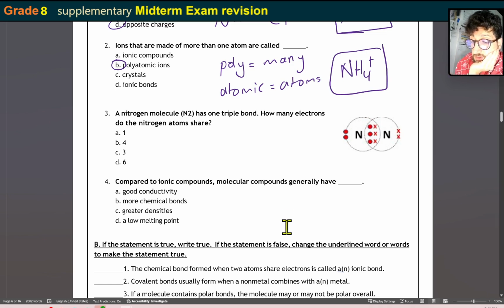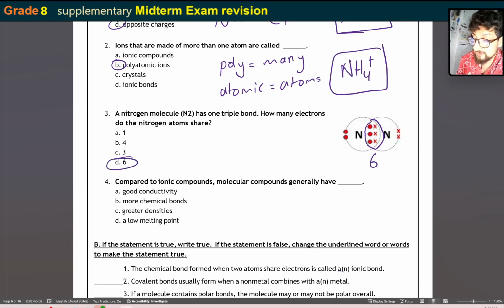A nitrogen molecule, N2, has one triple bond. How many electrons do the nitrogen atoms share? Well, they share 6. Okay. There they are. They share 6. But hopefully they don't mean each. Because if they mean each, then it's 3.